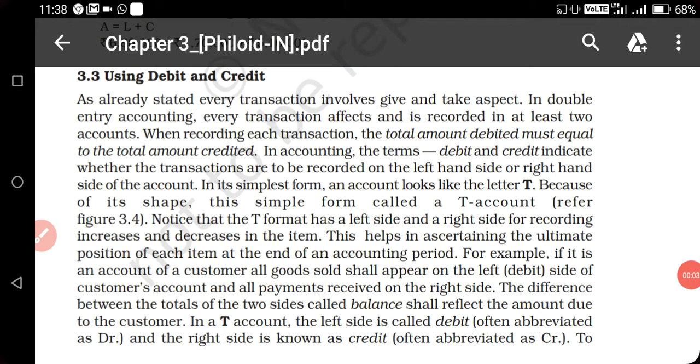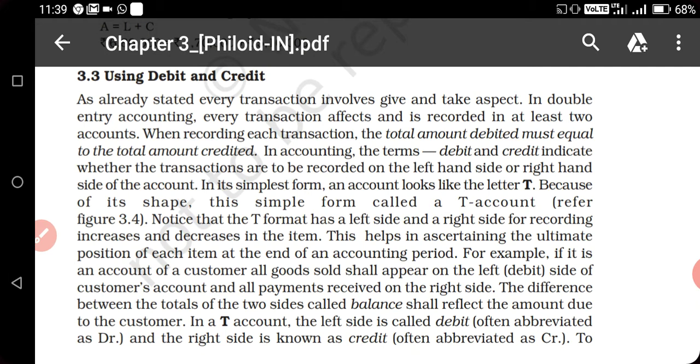Today you will learn in this session the use of debit and credit. These two terms you will use when you record a business transaction in accounting. As already stated, every transaction involves give and take aspects. So whatever transaction there is, two parts or two effects will be there. One will be give and one will be take.